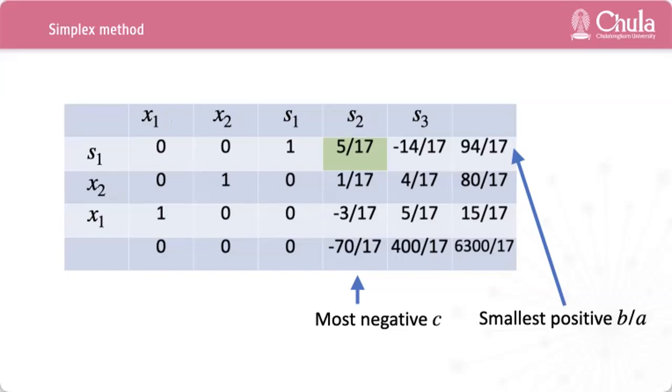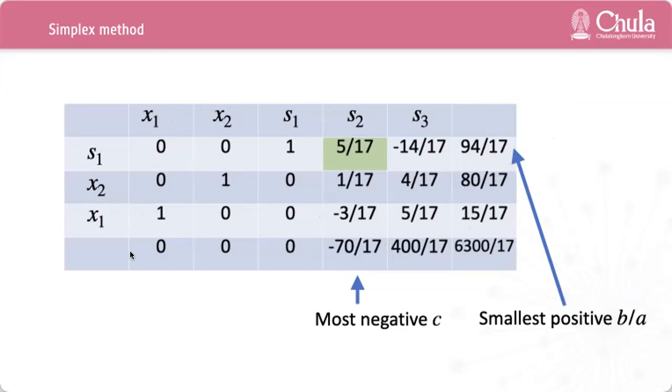Okay. And x1 is 94/17. X2 is 18/17. S1 is 15/17. Okay.